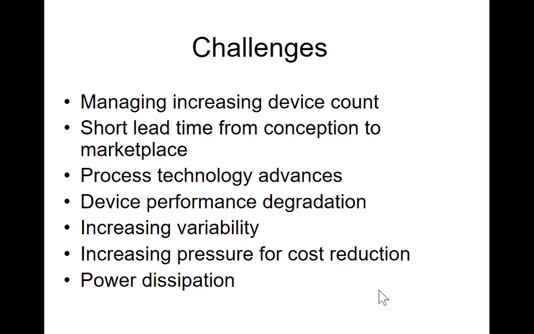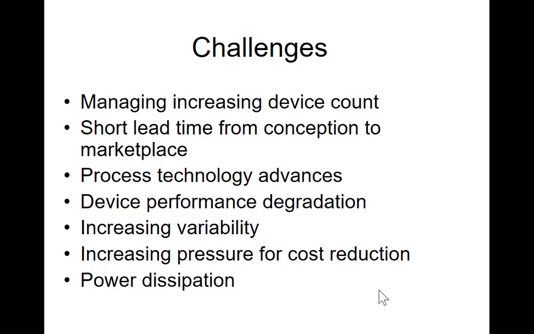We also have process technology advances. What a transistor looks like today, what it looked like 5 years ago, and what it looked like 10 years ago is definitely not the same, both physically as well as from the viewpoint of its electrical characteristics. The device performance is getting worse. It's getting better in the sense it's smaller, but it's getting worse in the sense that we typically get less gain out of individual transistors.